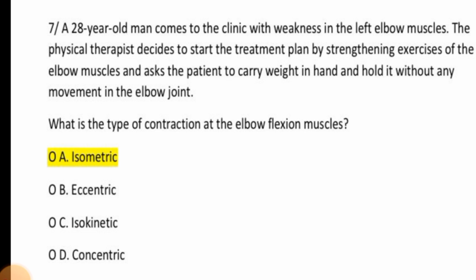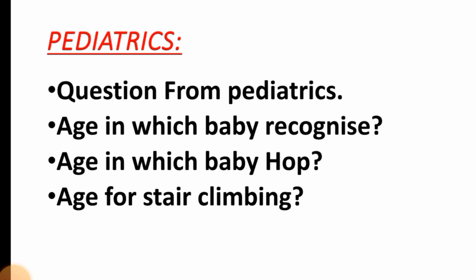A 28-year-old man comes to the clinic with weakness in the left elbow muscle. The physical therapist decides to start the treatment plan with strengthening exercise of the elbow muscles and asks the patient to carry weight in hand and hold it without any movement in the elbow joint. What is the type of contraction at the elbow flexion muscles? Isometric, eccentric, isokinetic, concentric. Option A is the correct answer.